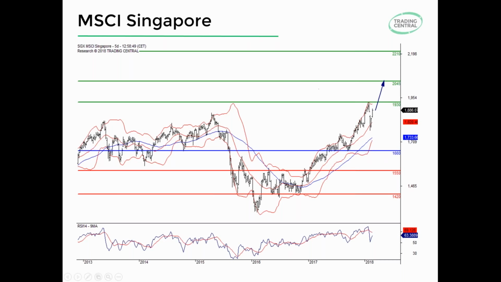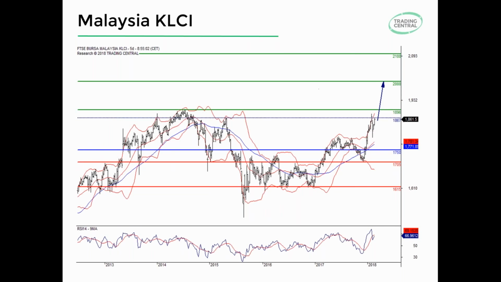Now, Malaysia, KLCI. The chart shows you very clearly that the index is now challenging its previous high seen in 2014 and 2015. Okay. And we are of the opinion that it is pointing to 2000. As you can see, except for the European stocks, stock markets worldwide are pointing to the upside. We have no doubt about that at the moment.